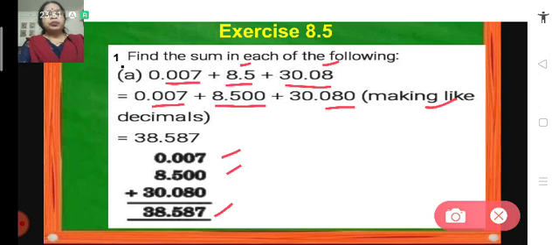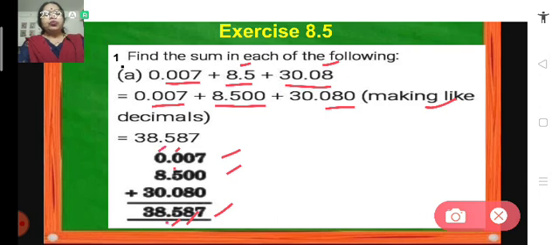So 7 plus 0 plus 0 becomes 7. 0 plus 0 plus 8 in hundredths place, it becomes 8. Then we move on to tenths place. It is 0 plus 5 plus 0, it becomes 5. Then we put the decimal, isn't it?